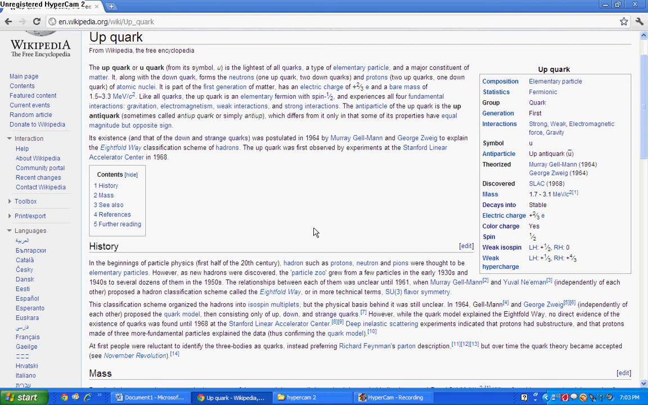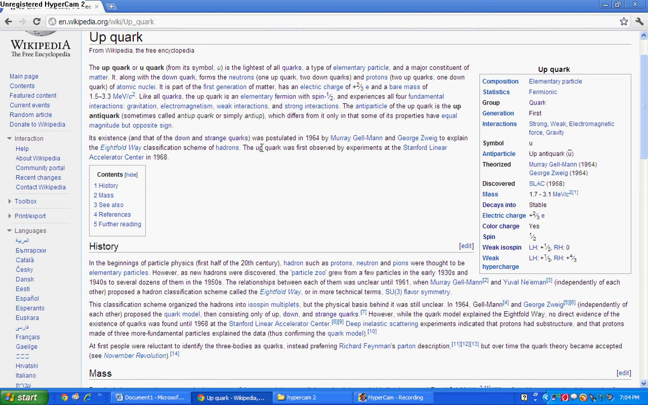From this theory they got an idea for the quark model, which consisted at that time of only up, down, and strange quarks. However, it took until 1968 at the Stanford Linear Accelerator Center to actually prove that protons had substructure and that they were made of 3 fundamental pieces, which confirmed the quark model.